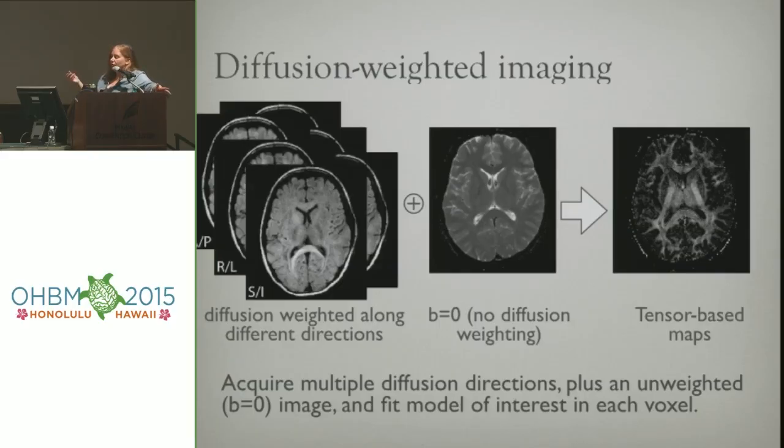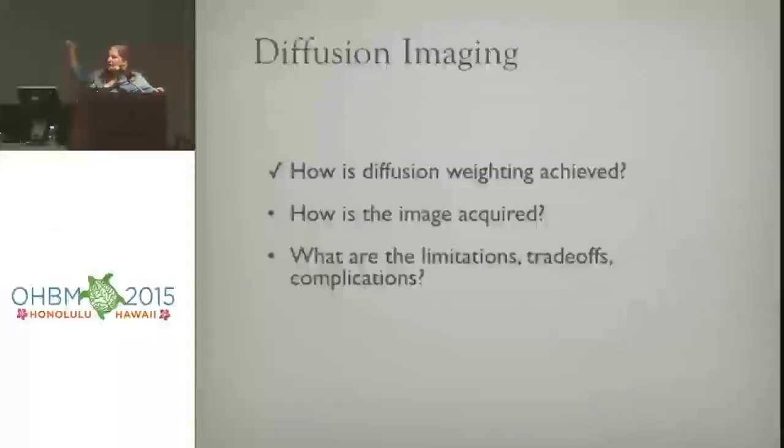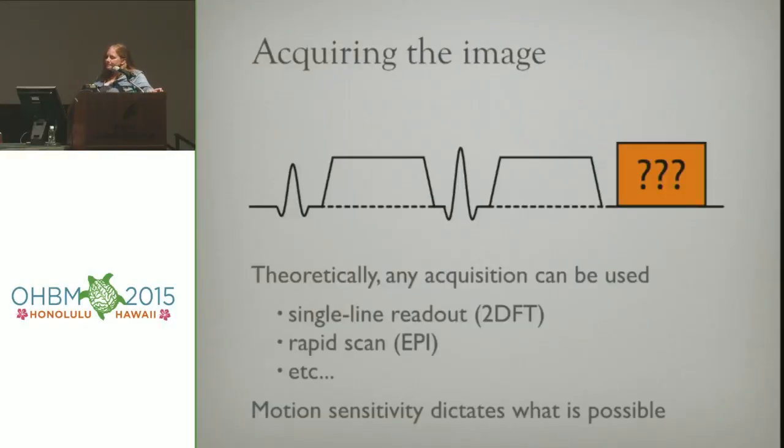We can use that to create voxel-wise maps that tell us something about the diffusion that's going on in that image. Here I'm showing you what's called a fractional anisotropy map. I'm not going to go into what that means. I'm sure other people will. We basically fit a model of interest, and now all of a sudden we can start to quantify interesting aspects of diffusion. So that's how we achieve diffusion weighting. How do we actually acquire an image? Theoretically, we can do anything we want.